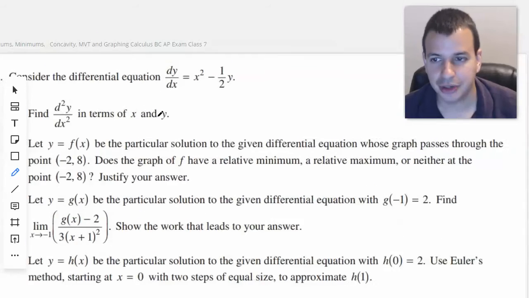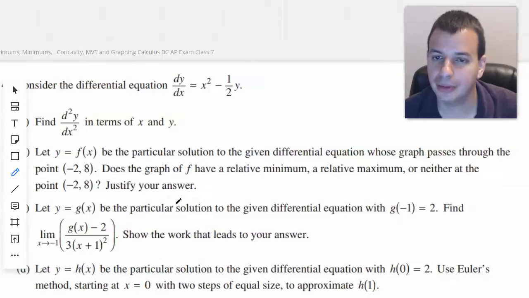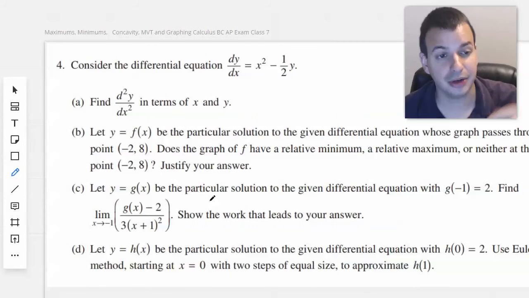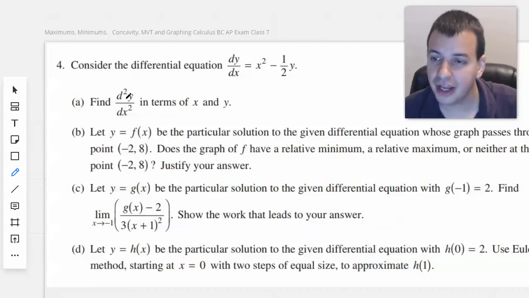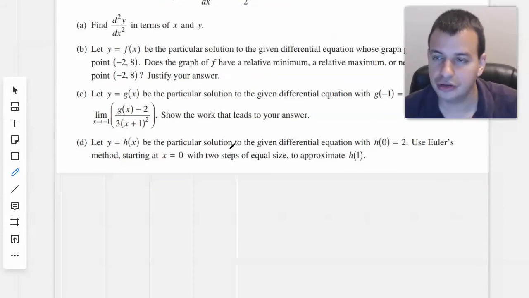It's a differential equation because it involves a derivative, dy dx, which equals x squared minus 1/2 y. This kind of looks like what we'd see with our implicit differentiation techniques that we looked at. Find d squared y over dx squared in terms of x and y. Okay, so what this is saying is, I'm going to redraw that out real quick. It's saying find the second derivative.